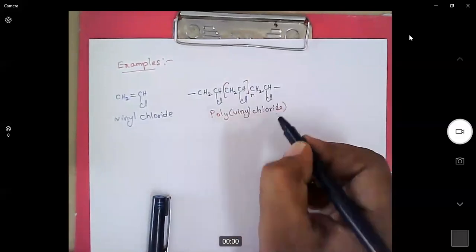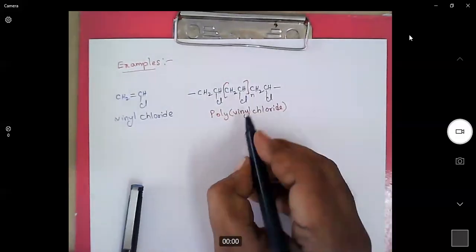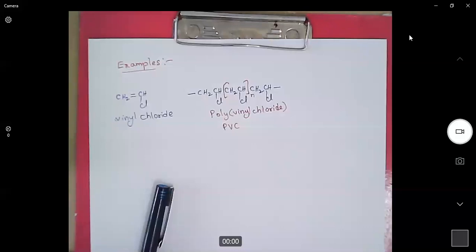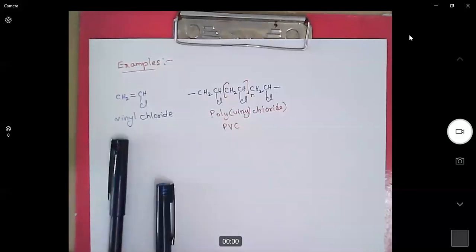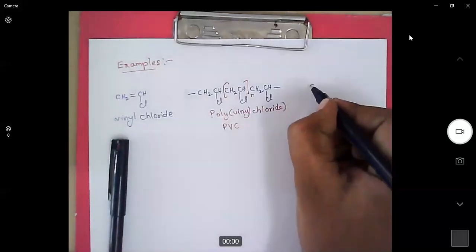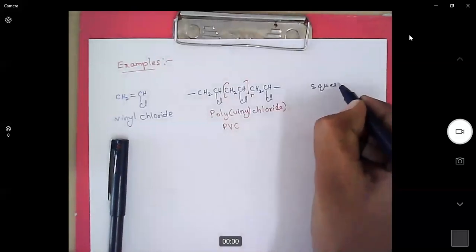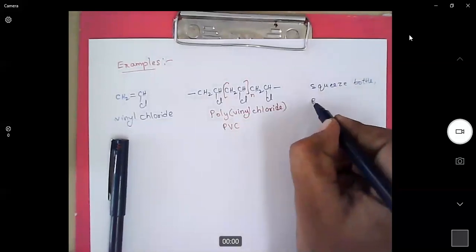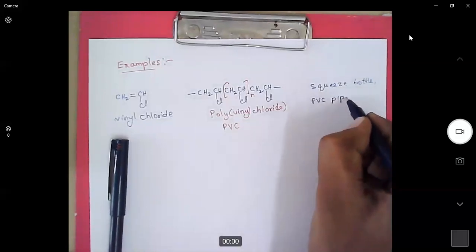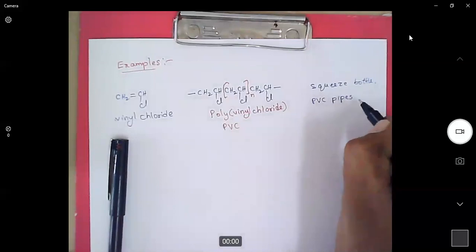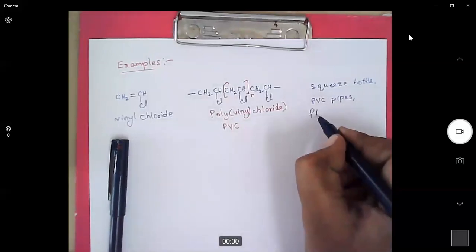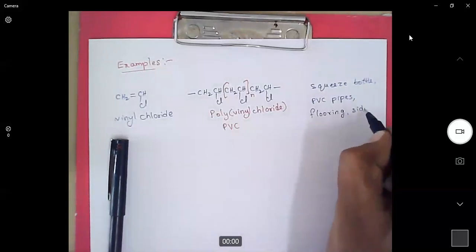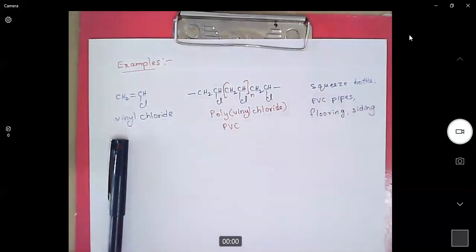If I say polyvinyl chloride, you may not recognize it, but you will simply recognize it when I say PVC. PVC is mostly used in squeeze bottles, PVC pipes. We all are familiar with the PVC pipes. It is also used in flooring, then siding, that means windows, walls.